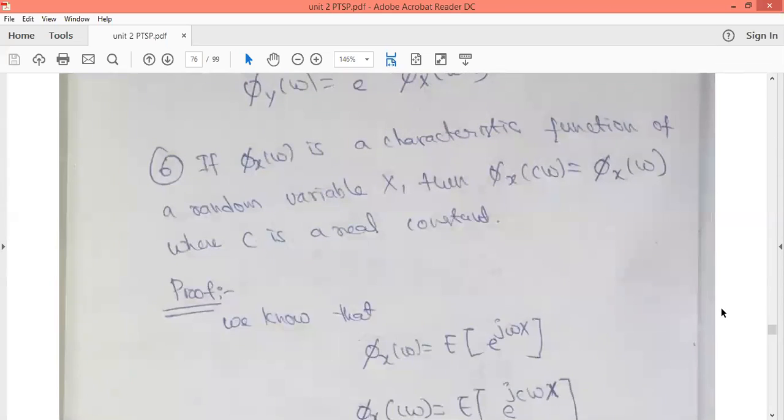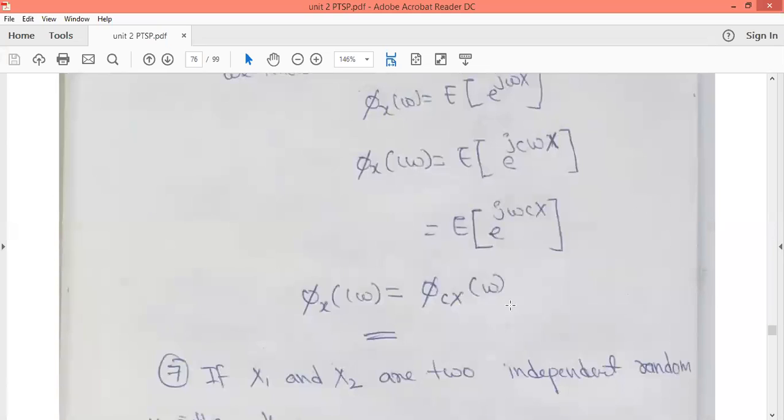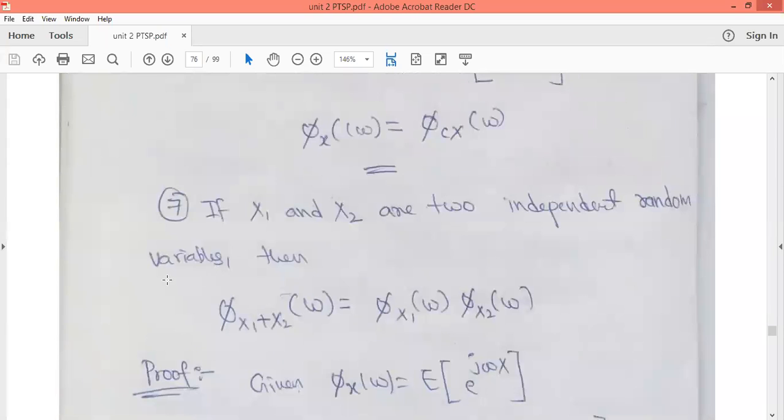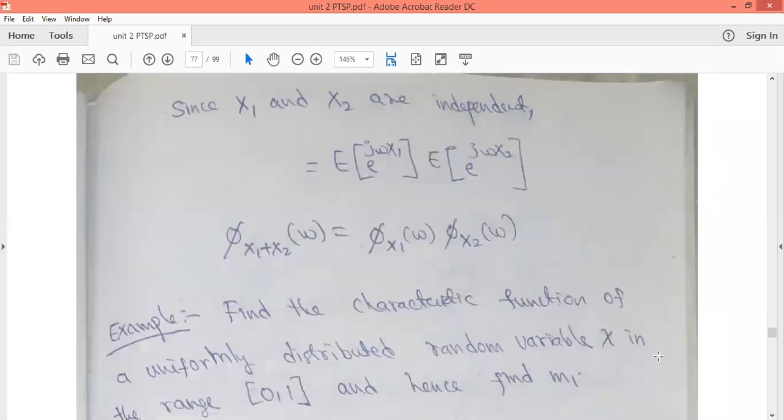And the sixth property says that phi x of omega is the characteristic function of random variable x. Then phi x of c omega can also be written as phi c x of omega, where c is a constant. Then if x1 and x2 are two independent random variables, phi x1 plus x2 of omega will be equal to phi x1 of omega times phi x2 of omega. This is the seventh property of the characteristic equation.